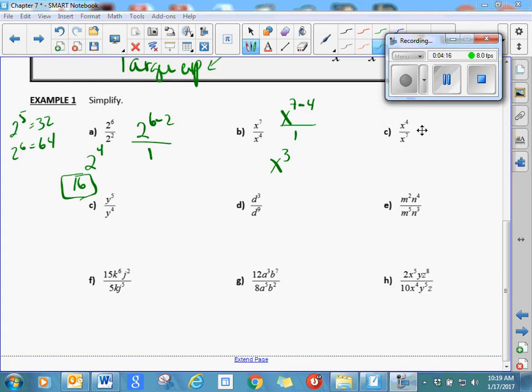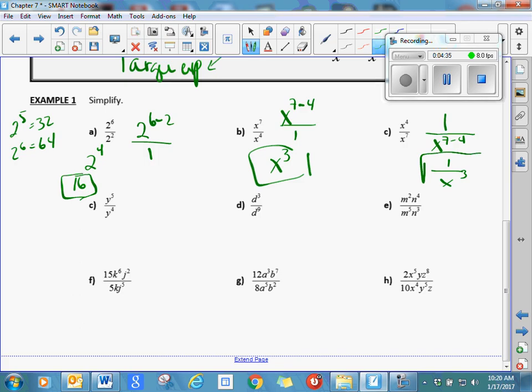Move this up here. Now we're looking at the exact same example as B, except now our exponent, the larger exponent, is in the denominator. So it's going to look like this, 1 over x to the 3rd. So these two are very different from each other. I'm not doing a good job being neat.